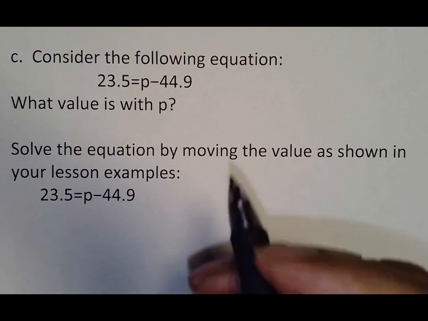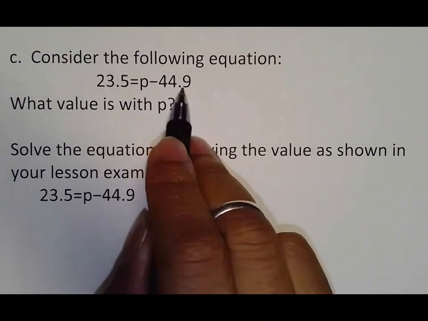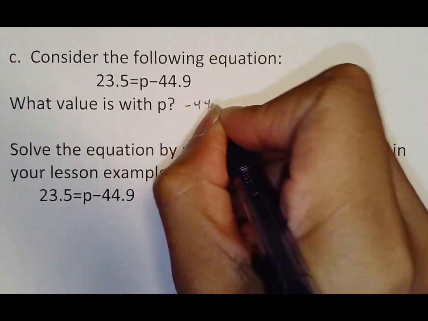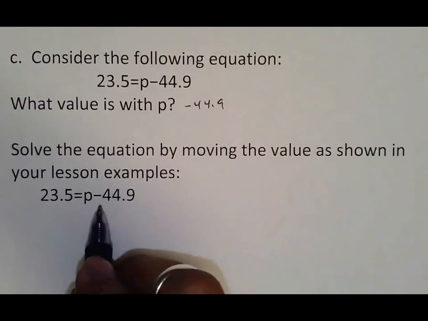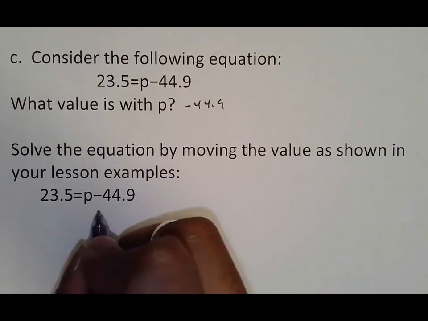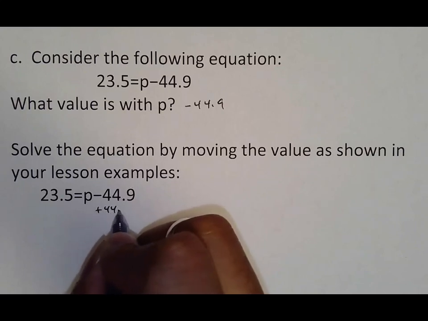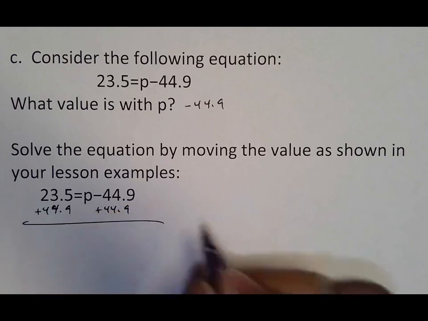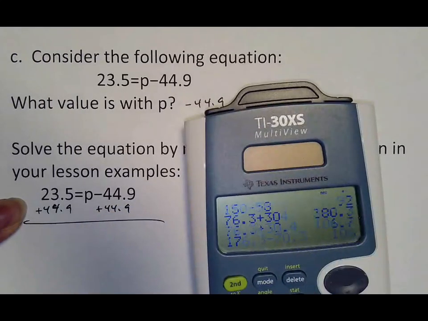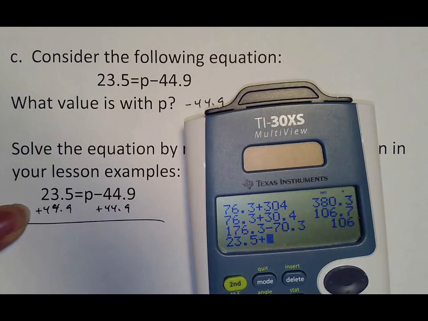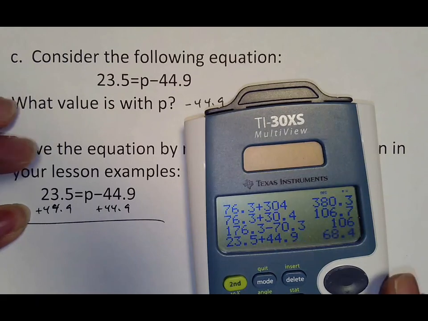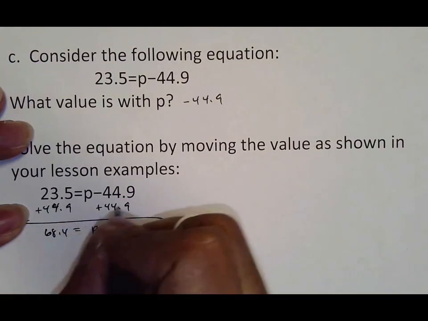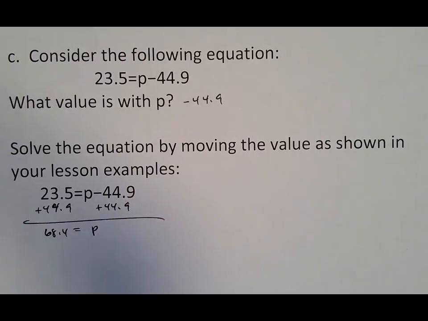Consider the equation again. If P is on the right side, what value is with P? Don't forget that's a negative number, so you have to put negative 44.9. Well, how do you move a negative 44.9? That is by using a positive 44.9 on both sides. Then you take 23.5 plus 44.9 to get 68.4 equals P. Remember, that goes away, so it's no longer there.